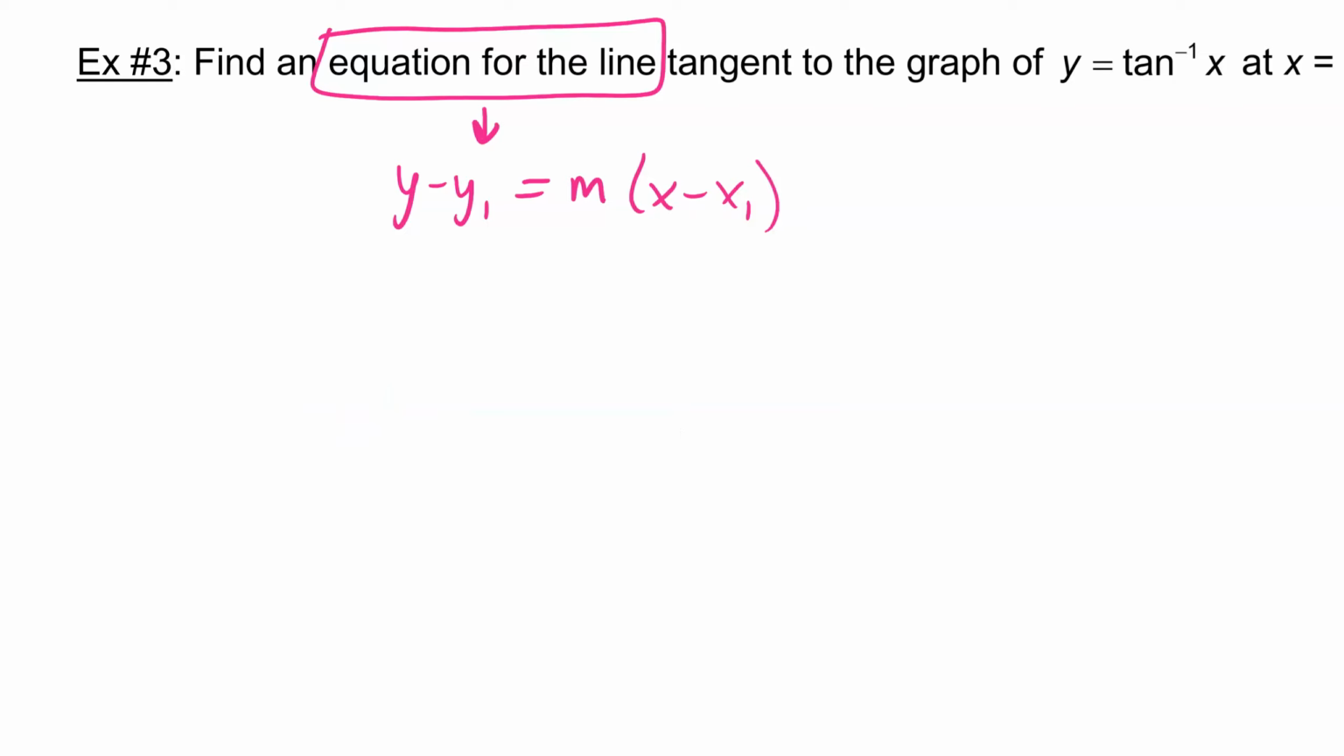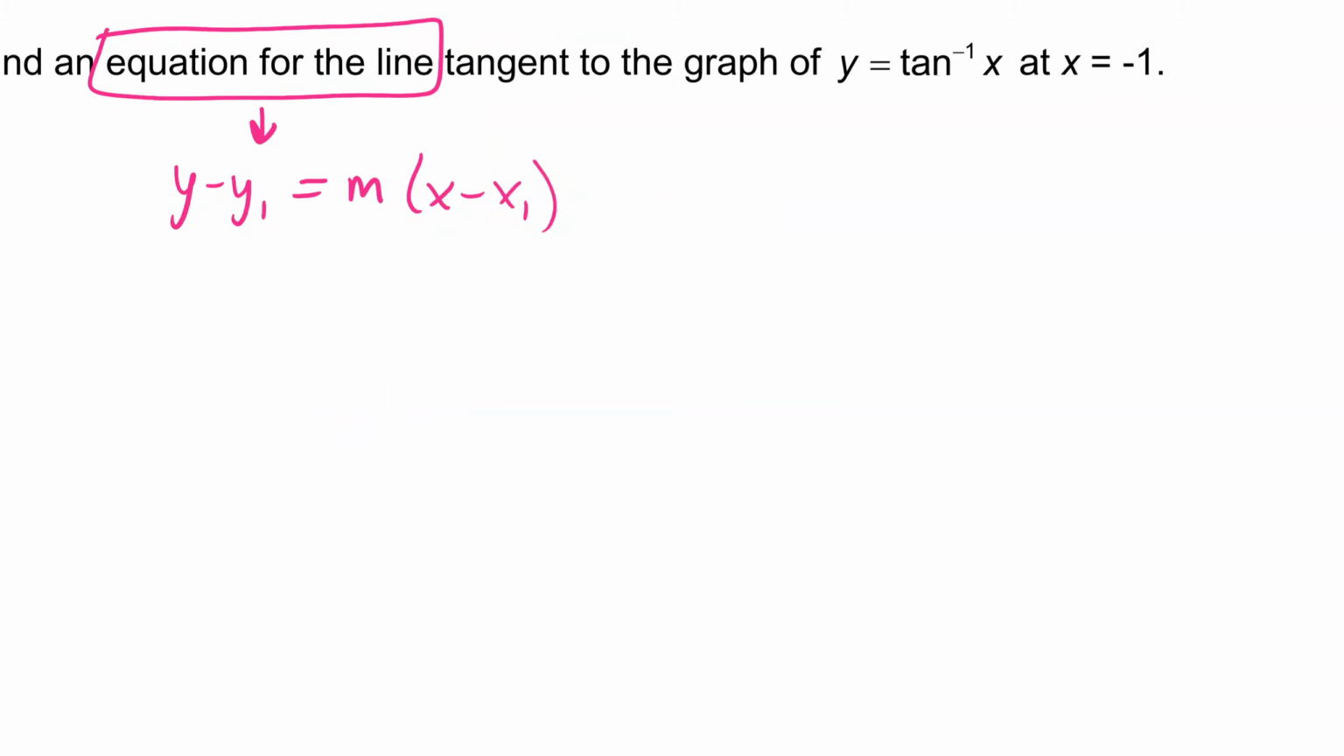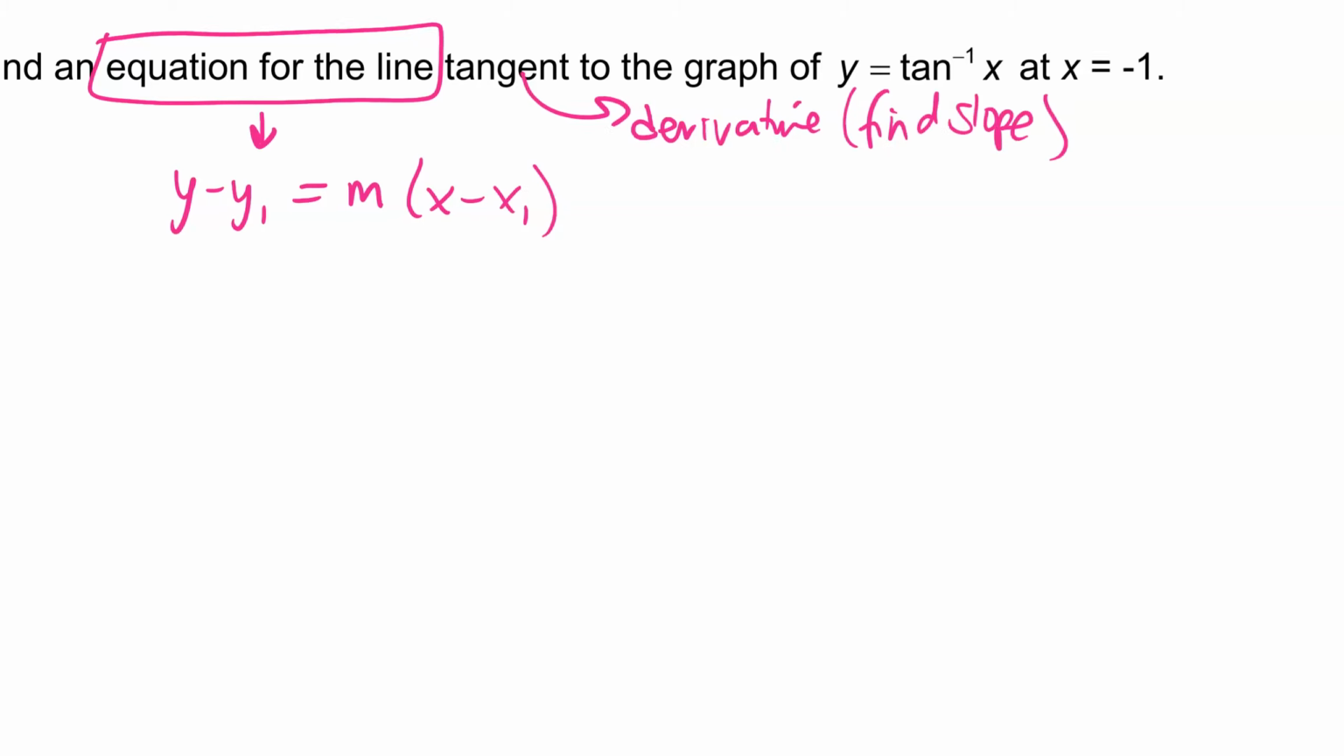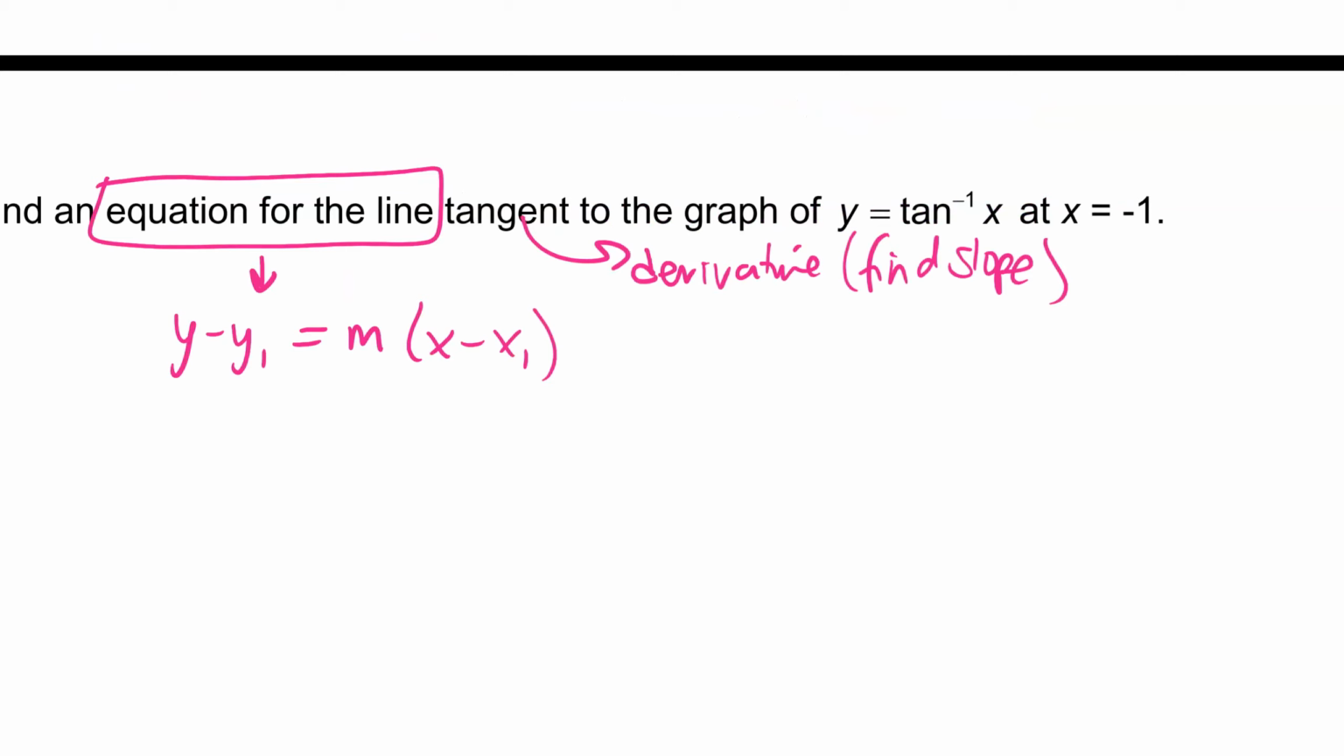Okay, we're looking for an equation of a line. Tangent to the graph, aka tangent means derivative, and we're going to be finding the slope. Just to be clear, the slope is going to be y prime, and then our point is going to just be y. I'm sorry, at -1.